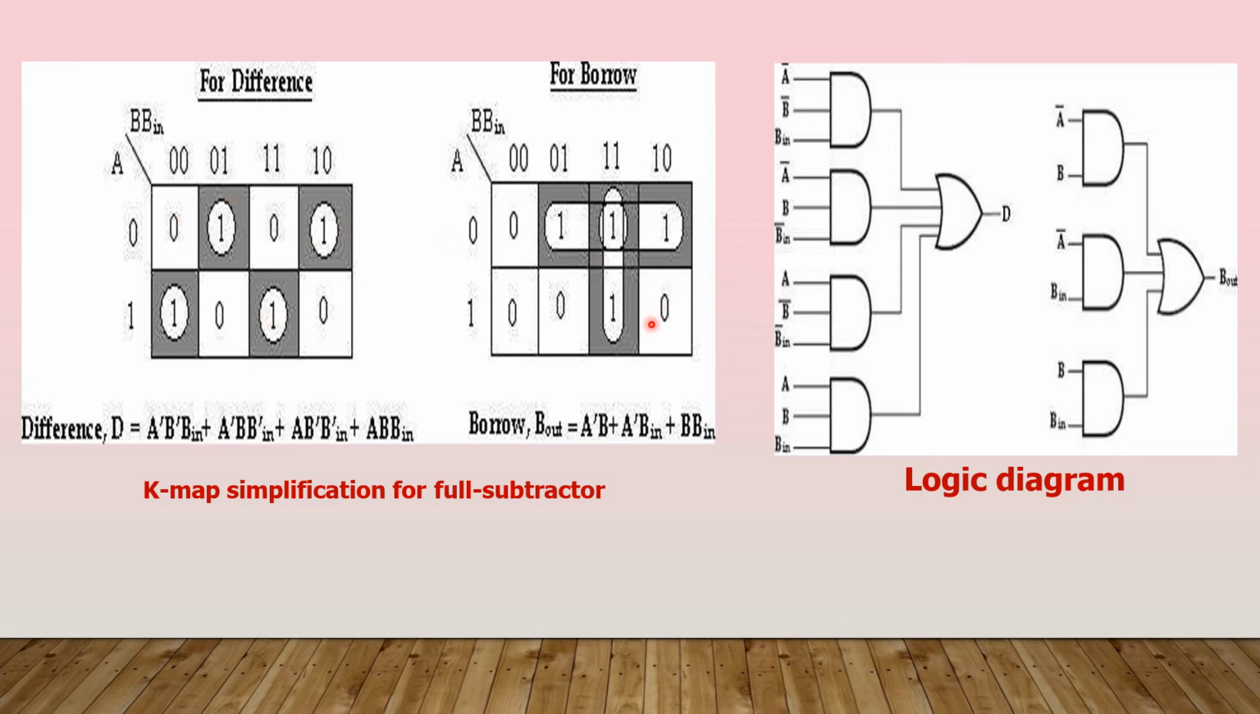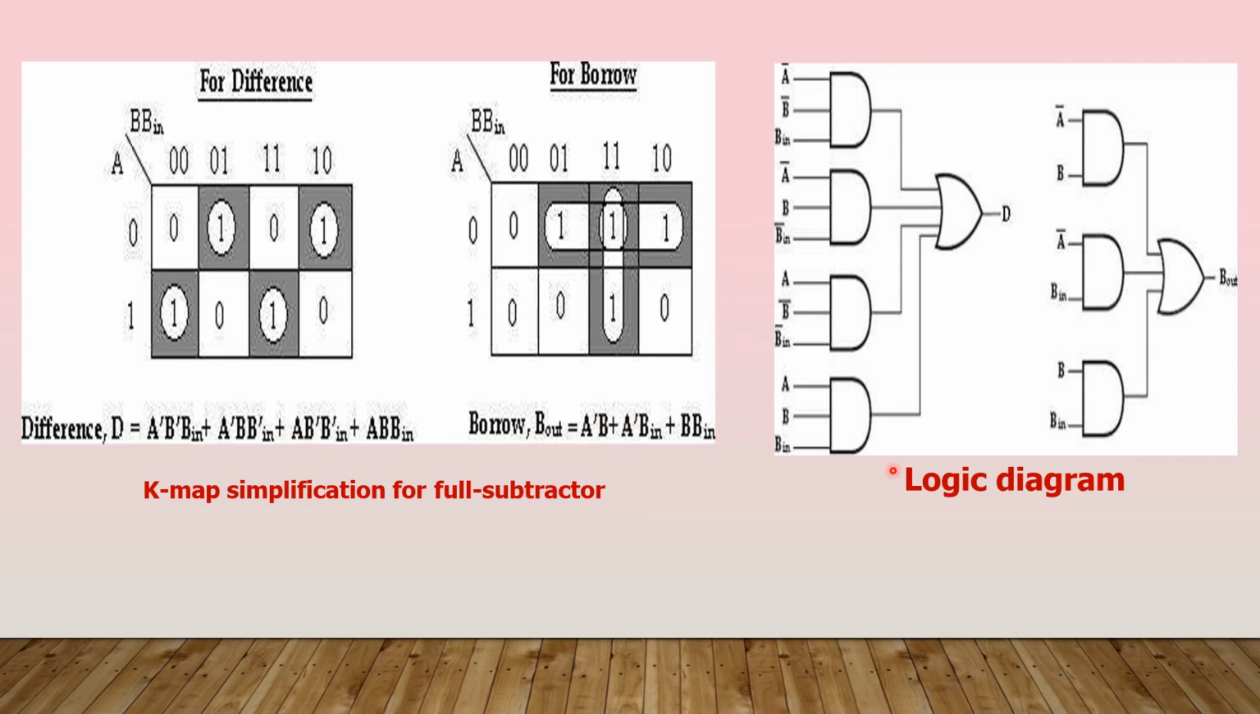And in this K-map, this 2 as a group, this 2 as a group, and this 2 as a group, so it will have 3 groups. From each group we can find the corresponding min terms. Since it has 4 groups, we'll have 4 min terms here. Since this borrow K-map has 3 groups, we'll have 3 min terms. So finally you can write it in terms of sum of product terms. So this is the simplified Boolean expression for difference as well as for borrow out.